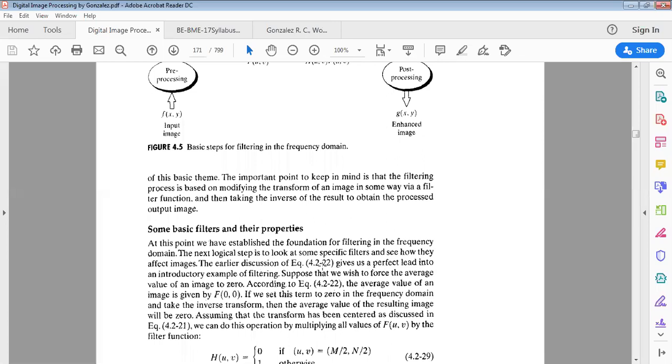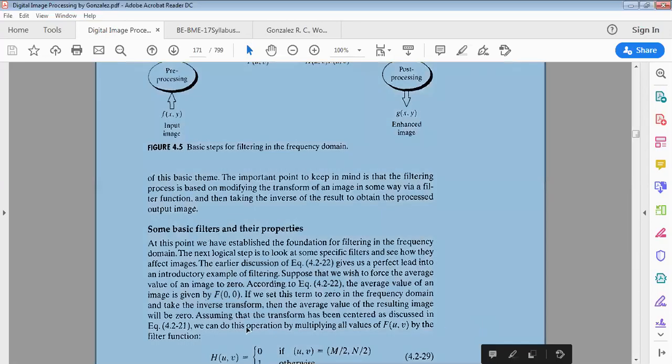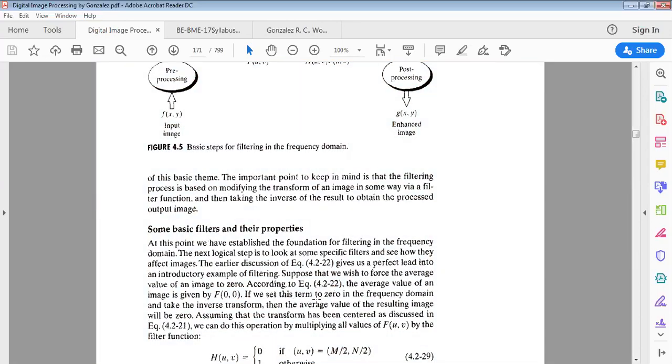The earlier discussion of equation 4.2-22 gives us a perfect lead into an introductory example. Suppose we wish to force the average value of an image to 0. According to this equation, the average value of an image is given by F of 0, 0. That means if we set this value to 0, we are making the average value of the image 0. So if we set this term to 0 in the frequency domain and take the inverse transform, the average value of the resulting image will be 0.